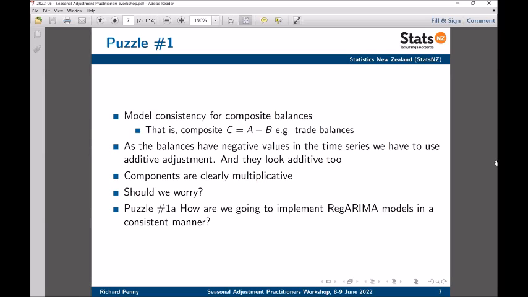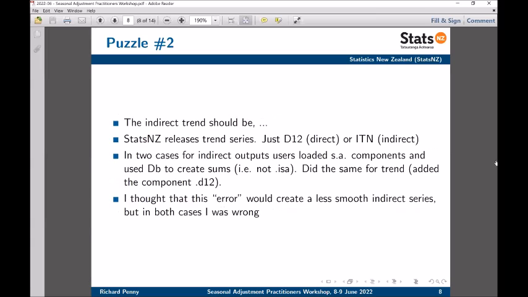Puzzle 1A is, if we're going to do ARIMA models as well, how do we do them? Because we could have quite different ARIMA models in the components than we do in the totals. And I'm going to come back to that as well.